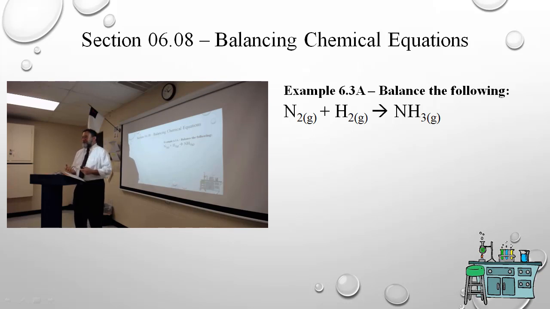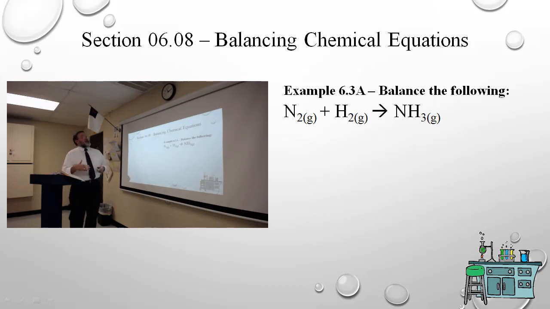Now this is where we start having some fun. This is all built on recognizing whether or not it's balanced and then figuring out how to tweak it to make it balanced. So, balance the following. I've got N2 plus H2, so nitrogen and hydrogen homonuclear diatomic molecules, forming ammonia.